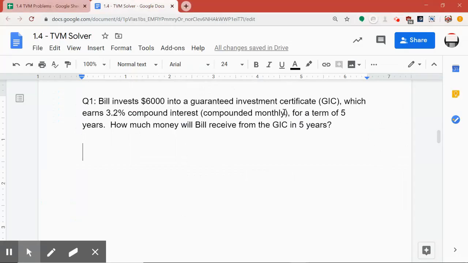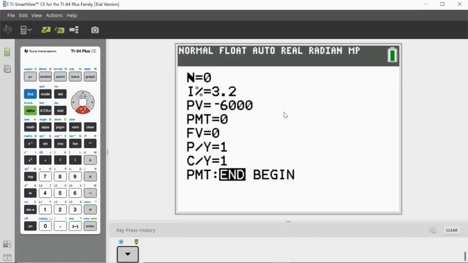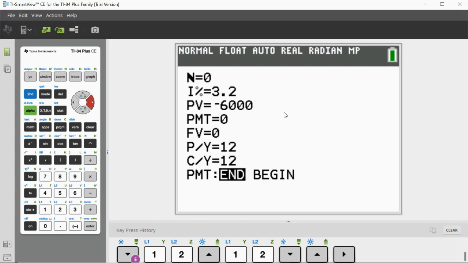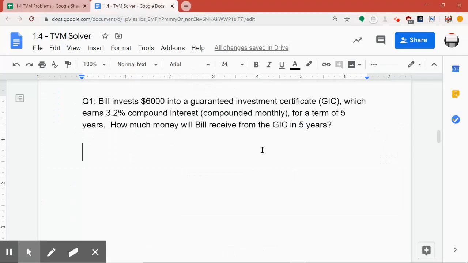Compounded monthly. So if it's compounded monthly, it's compounded 12 times per year. So we're going to set C over Y to 12. Set P over Y to 12 as well. Sometimes this value will be set to something different, but for these questions where you're just investing money and leaving it in the investment, make sure that P over Y and C over Y are the same.